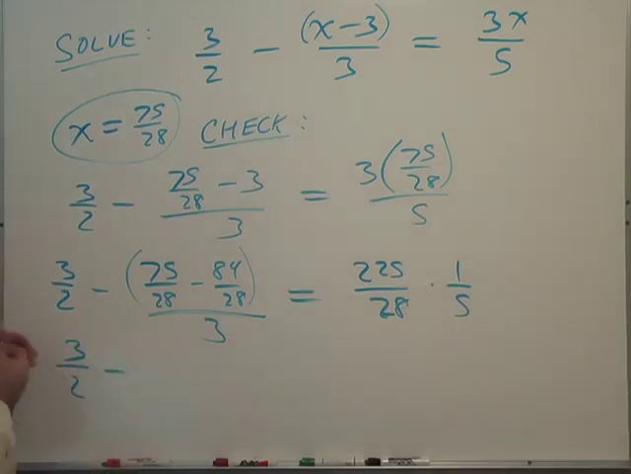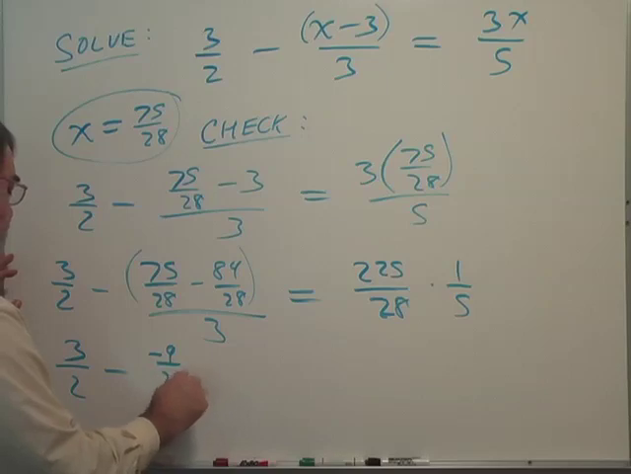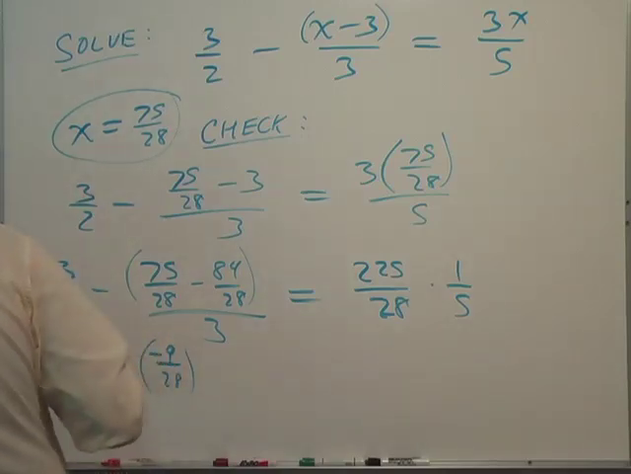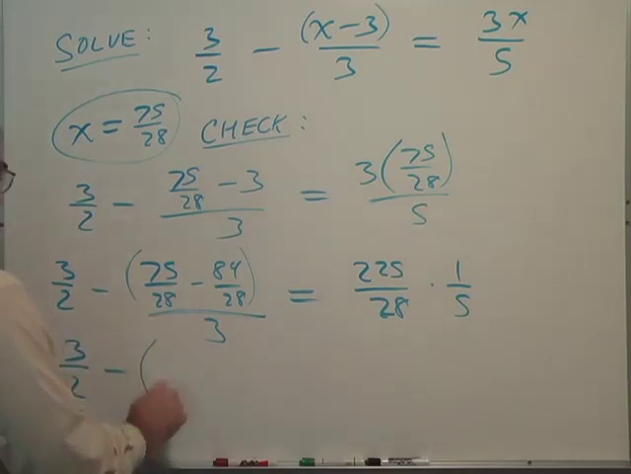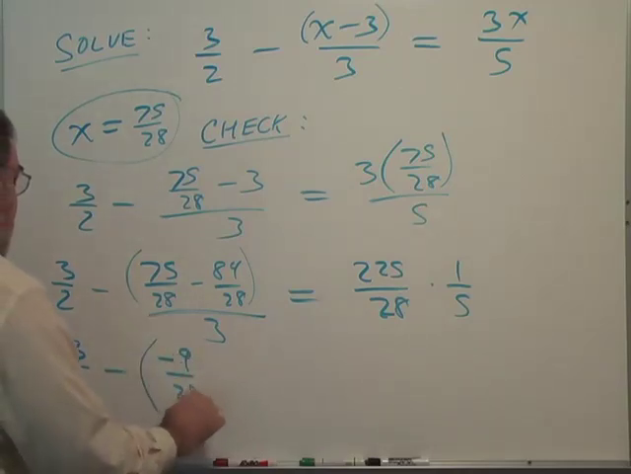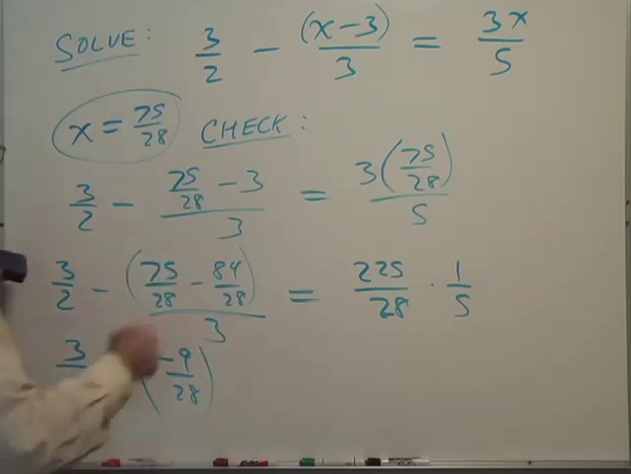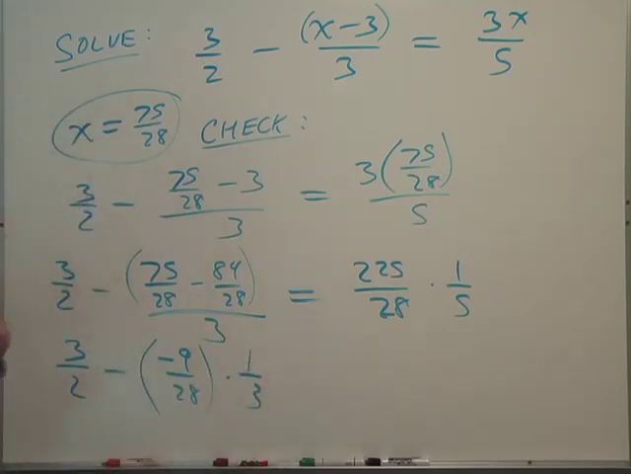3/2 minus, now 75 minus 84 is minus 9, so I get minus 9/28. And I'm going to write that a little more legibly, a little bigger. So this is minus 9/28. And like I did on the right side, I'm dividing by 3. So dividing by 3 is the same as inverting and multiplying by 1/3.